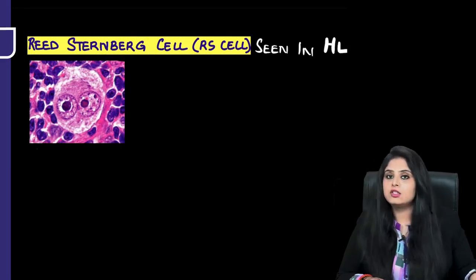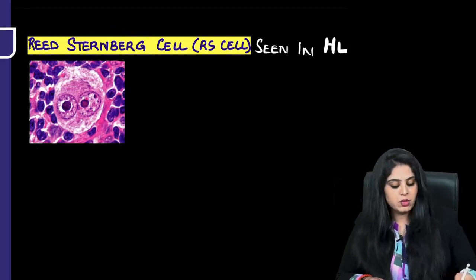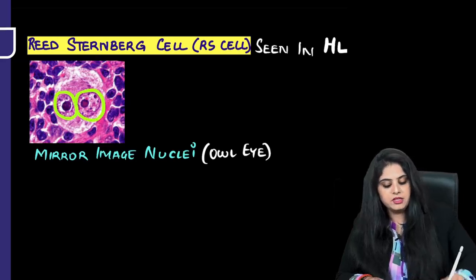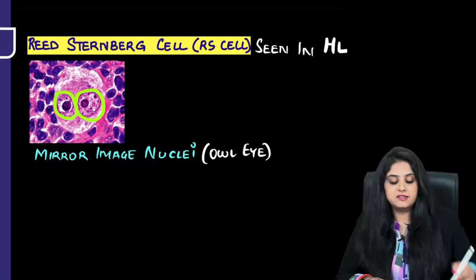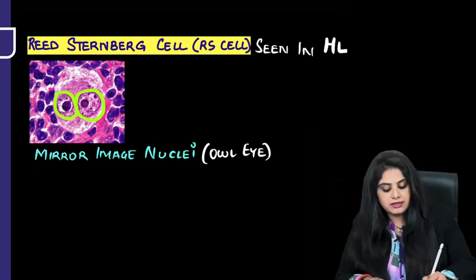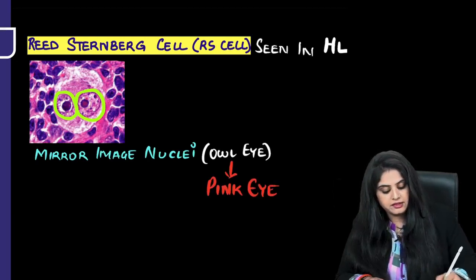The very famous Hodgkin's lymphoma. So please note, what kind of nuclei does it have? It has two identical nuclei, mirror image nuclei, and these are said to have, can you see these eyes? That is why you call them owl eye. But what color eyes? These are pink color eyes, and that is what they ask you in the paper.